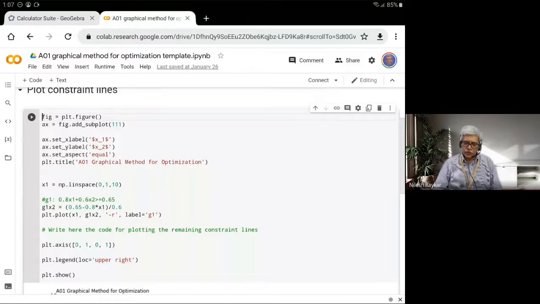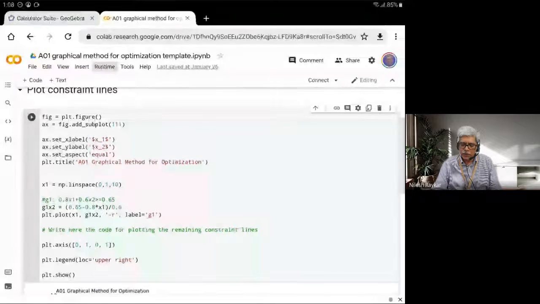Okay, so what you need to do is, in your browser, any browser, since it is Google, Chrome will go very well, but any other browser will work as well. You have to go to this path, colab.research.google.com, and there it will open this interface.